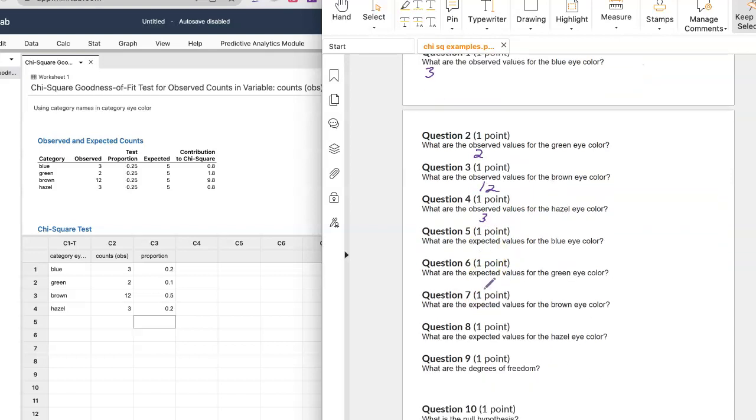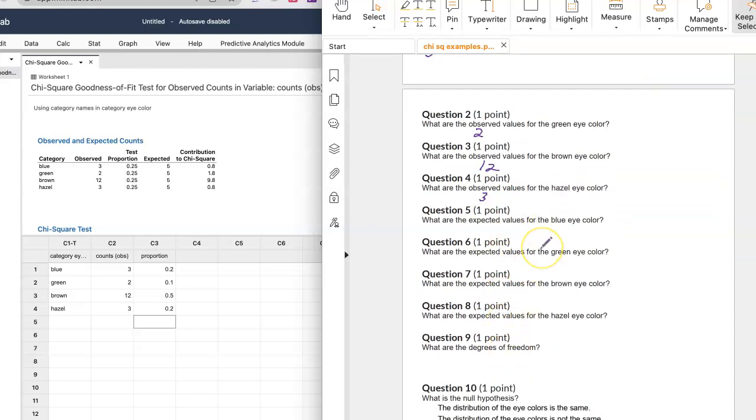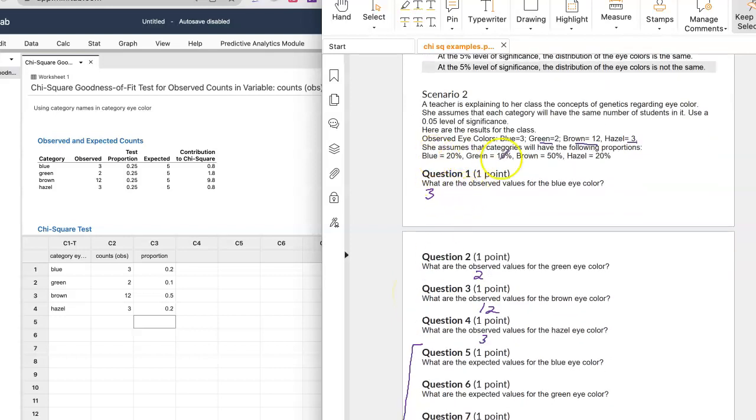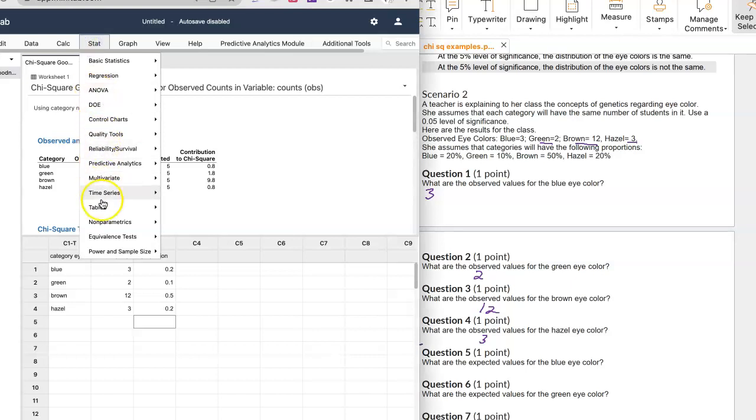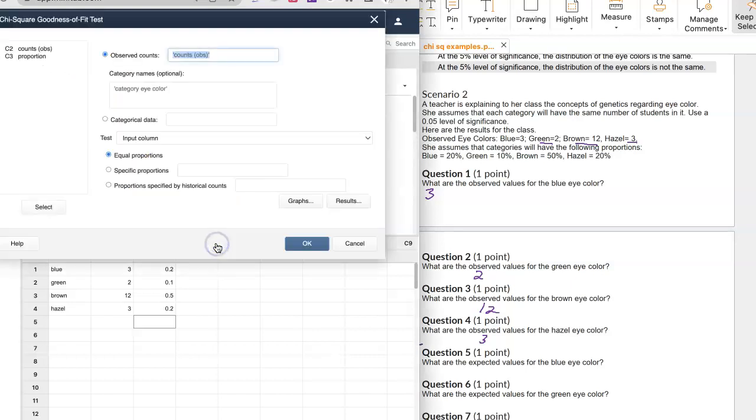What are our expected values? We need to put it in Minitab so we can get our expected values. We could actually compute those by hand, but we'll just let Minitab do it for us. Our expected values are what the proportions give us. Now, I already put the proportions in here. So now we just go to Stat, Tables, Chi-Square Goodness of Fit. The observed counts are still under observed. The category name is still category of eye color. And our proportion is in a column.